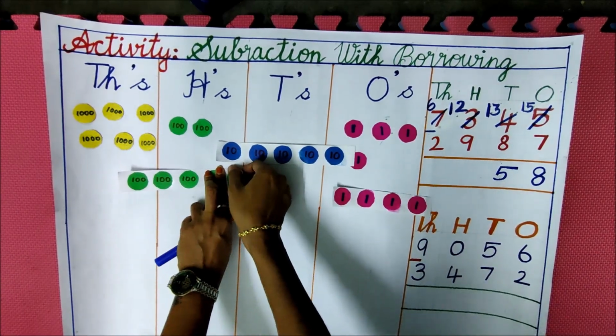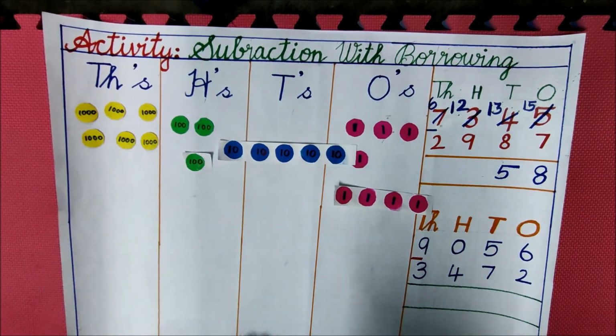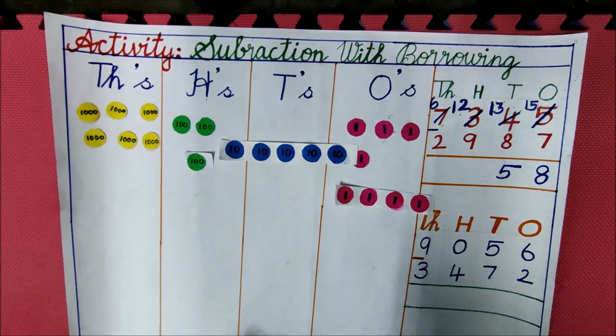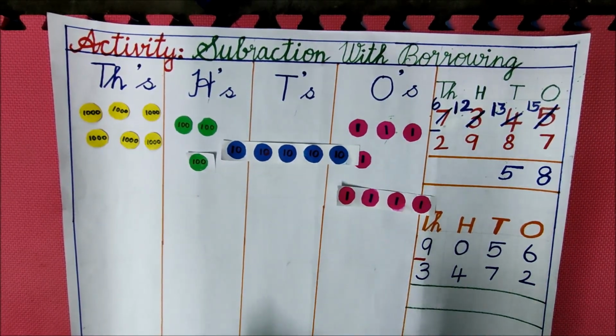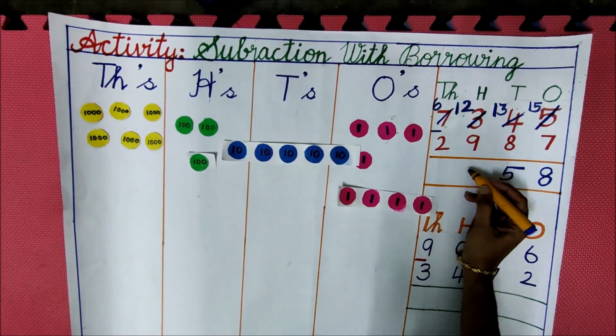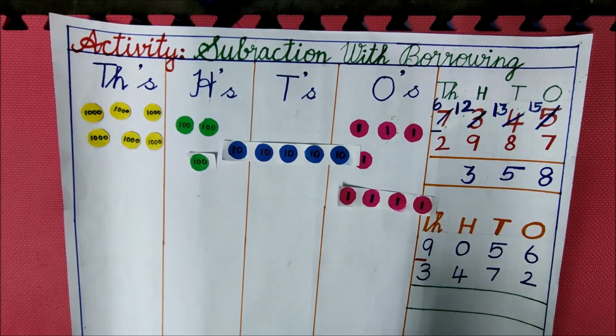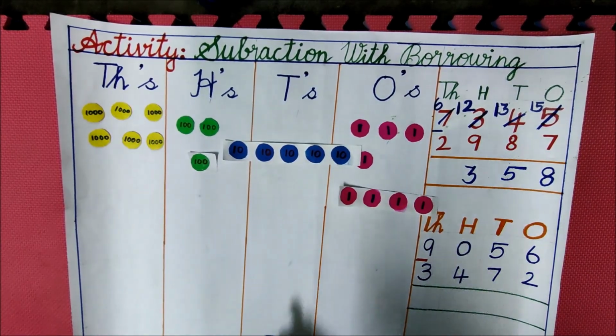So I am keeping here 1. Okay, so I have taken out 9. So how much is remaining here? Very good. Okay, so 3. So 12 minus 9 is 3. Okay, fine children. Next one, move on to thousands place.